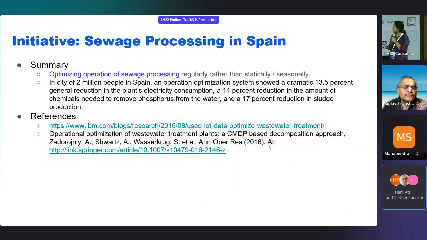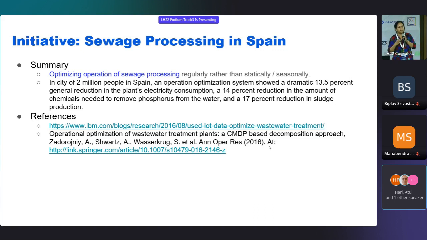So if you're looking for good data sets to work on, these might be some of the places that you hit. Another initiative also comes from wastewater treatment or sewage treatment, from Spain, where they optimized the process strain of a wastewater treatment plant by using dynamic data.